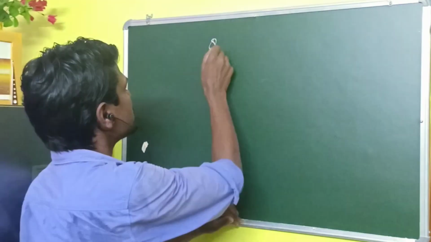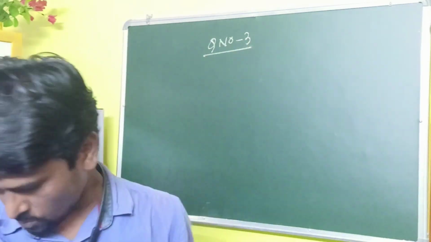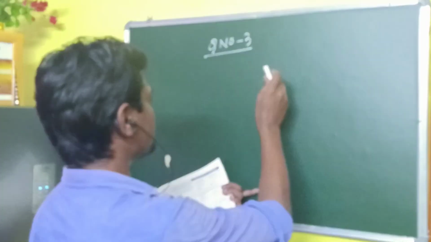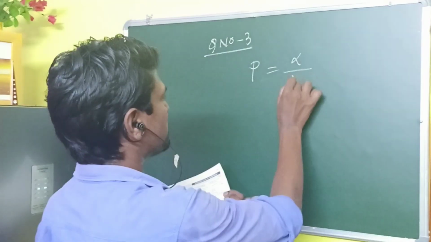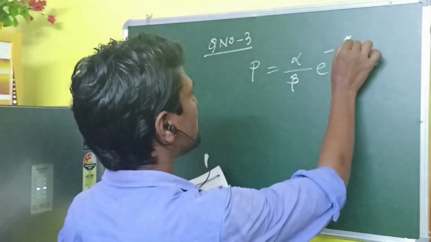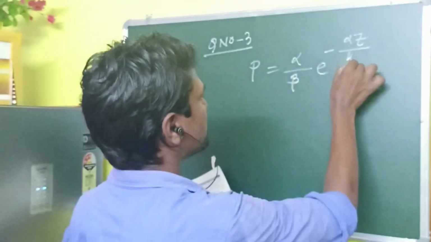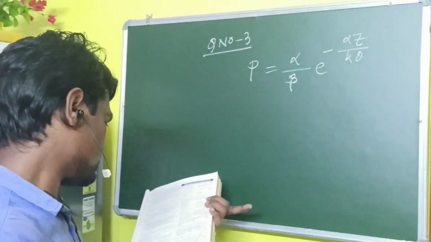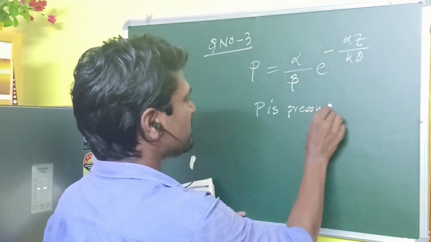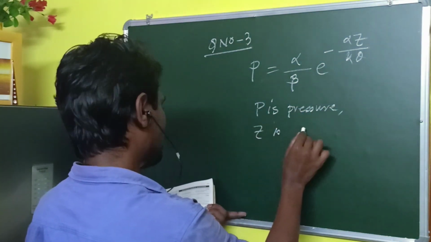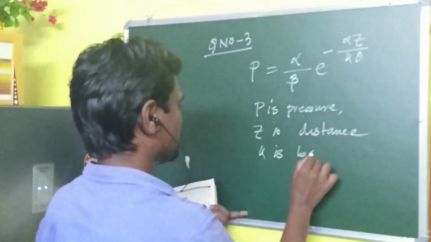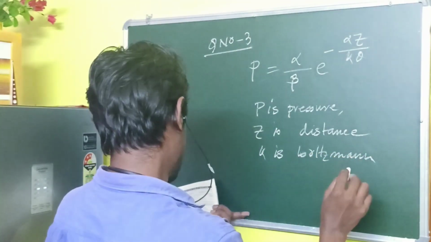Question number 3, and I take another very important numerical. Suppose P equal to alpha by beta, P equal to alpha by beta. This is also a very important numerical: e to the power of minus alpha z by k theta. Here it is given, P is pressure, z is distance, and k is the Boltzmann constant.